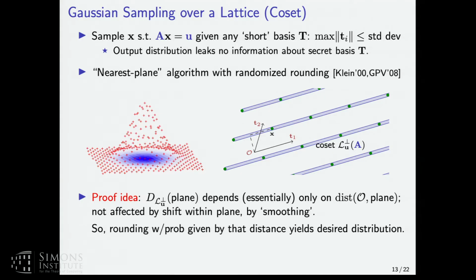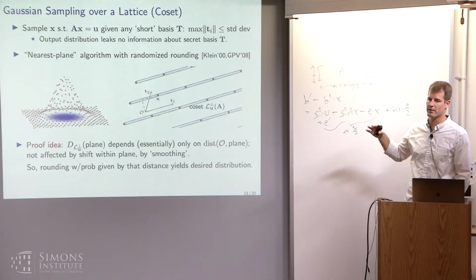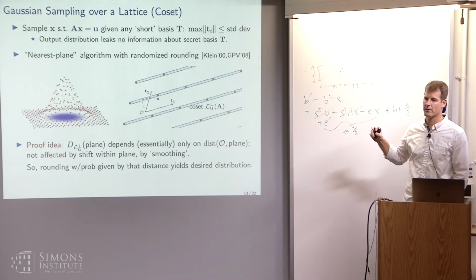Okay, so any question about that? Yes? Do you need something like that the basis T has roughly orthogonal elements, or it's not important? No, yeah, the angles between the basis vectors are irrelevant. All that matters is that the Gram-Schmidt vectors of the basis are smaller than the standard deviation of this distribution here. I wrote that the vectors themselves are shorter than the standard deviation, but in fact, the Gram-Schmidt lengths are all that matter.